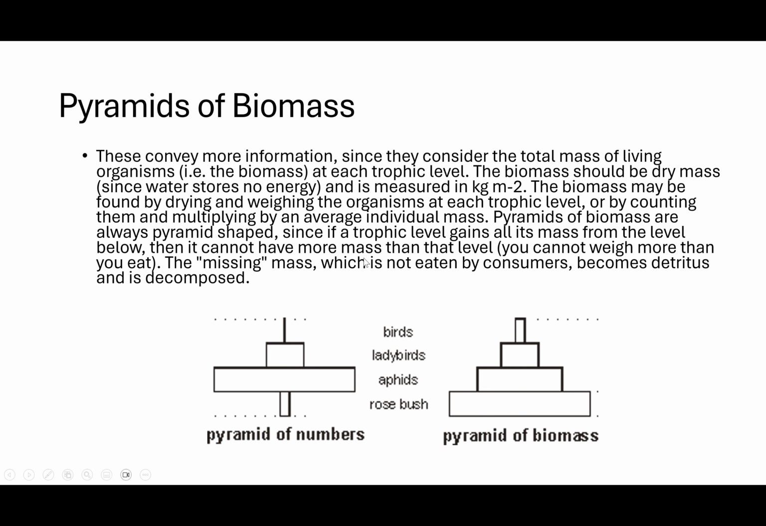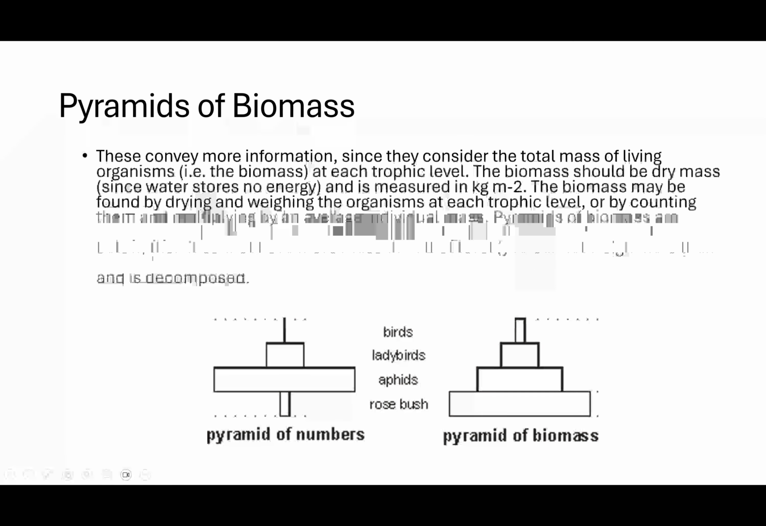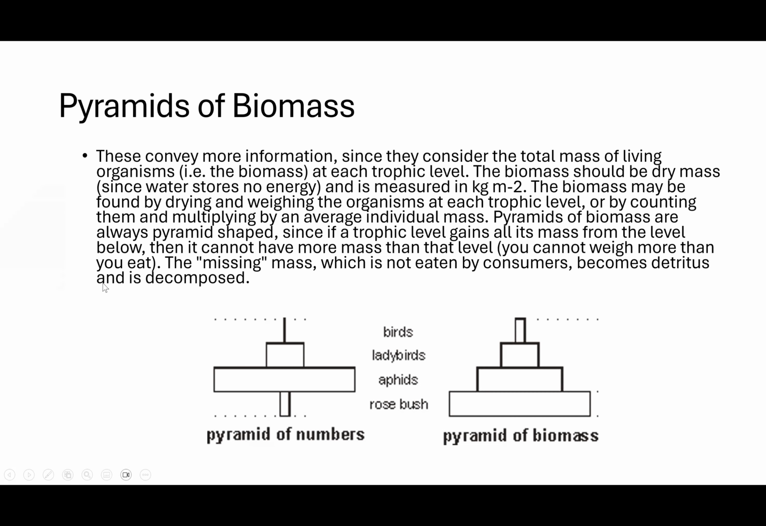Okay, so the missing mass, which is not eaten by consumers, becomes detritus and is decomposed. So looking at everything that is transferred through the ecosystem itself, or through the trophic levels, rather than everything that is not, pyramids of biomass generally take this shape.